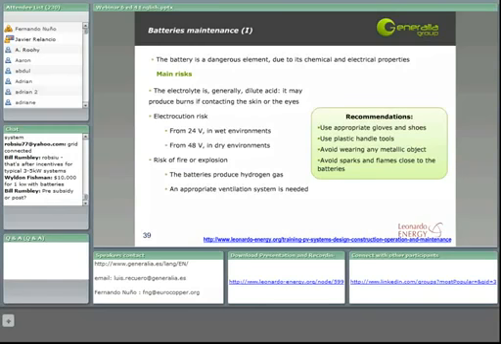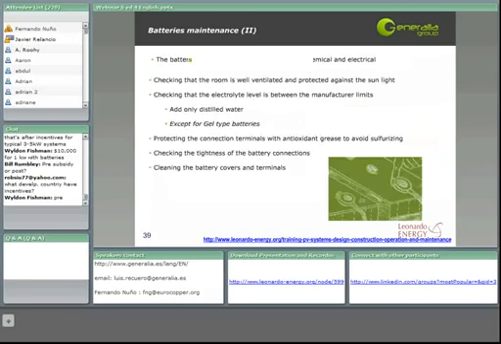We have electrocution risk, especially in wet environments, but if we are using 48 volts, we have also electrocution risk in dry environments. And as this kind of batteries produce hydrogen gas, we have also risk of fire or explosion. So we have to consider a place with appropriate ventilation.